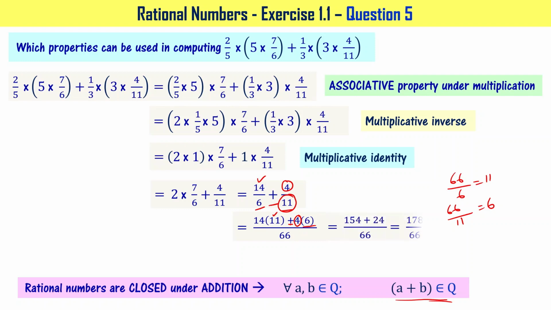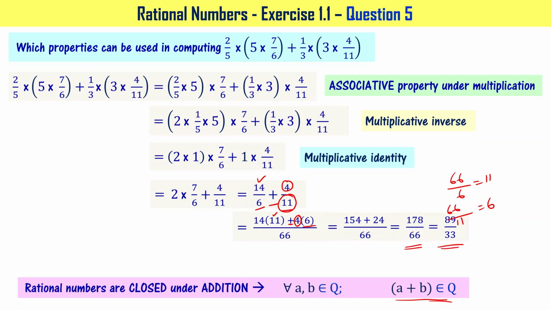14 times 11 is 154. 4 times 6 is 24. So the sum is 178 divided by 66. Right? You see here both are even numbers. We can further divide both numerator and denominator by the number 2 such that it can be written as 89 divided by 33. It is a rational number, right?